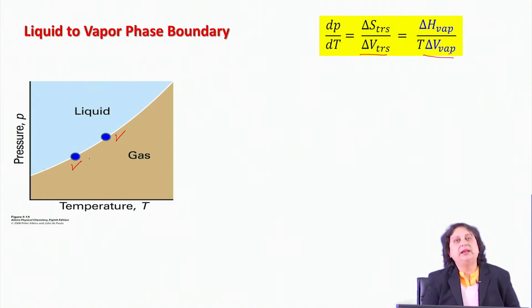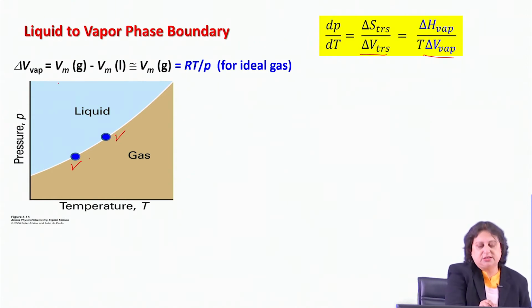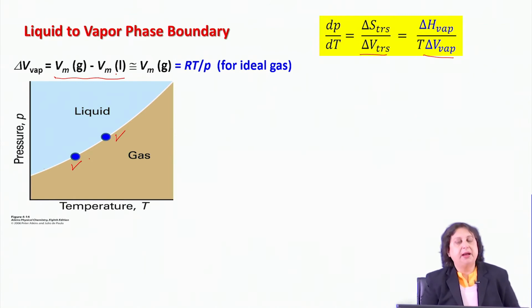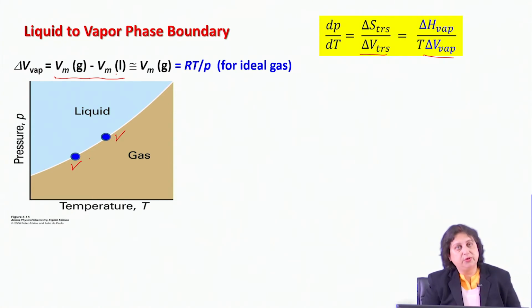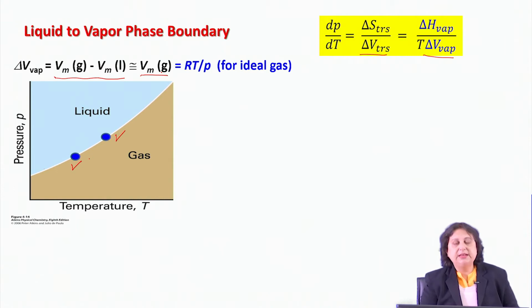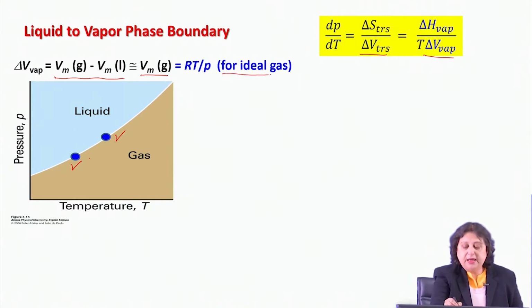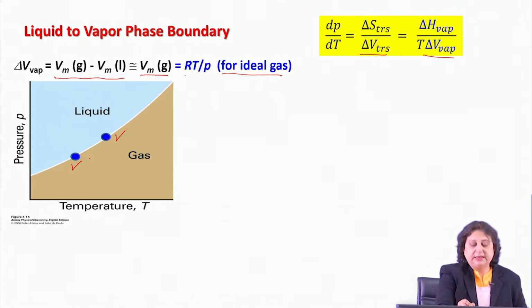Okay, if that is so, then what we can do is as follows. I can say that delta V vaporization by definition is the molar volume of the gas minus the molar volume of the liquid. Now you know that the molar volume of the gas is much greater than the molar volume of the liquid, and therefore I can approximate this difference by the molar volume of the gas itself, and I can neglect the molar volume of the liquid. And if I assume ideal behavior for the gas phase, then the molar volume can be easily written down as RT by P.